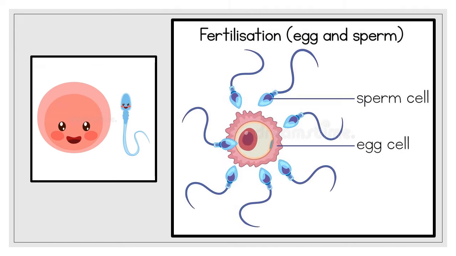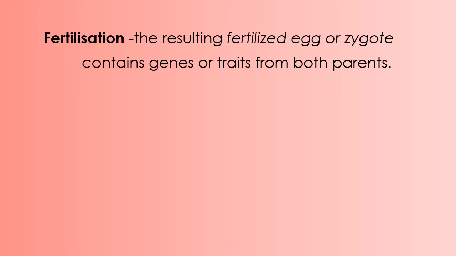This is how fertilization happens. We have here the egg and the sperm cell. There are millions of sperm cells that will try to enter the egg cell, but only one will fertilize the egg and become a zygote. In fertilization, the resulting fertilized egg or zygote contains genes or traits from both parents.